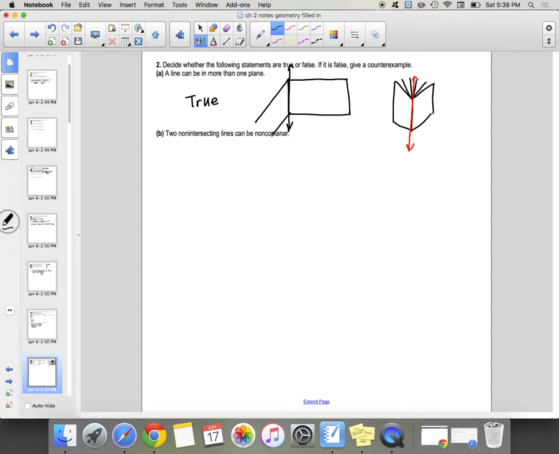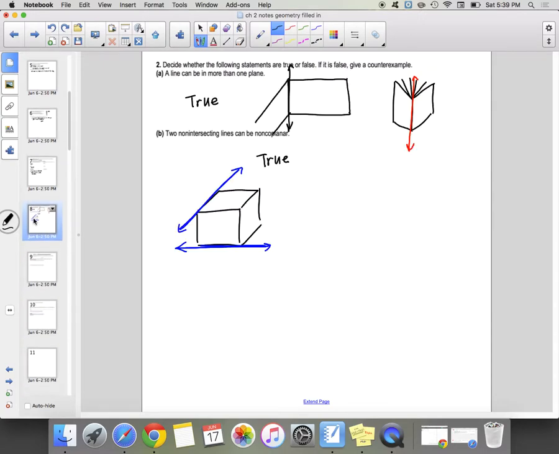The next one, 2 non-intersecting lines can be non-coplanar. So can we have 2 lines that don't intersect that are not in the same plane? Sure. So we could have this line and this line. So 2 skew lines, right? Those would not be in the same plane. But we could not have these 2 lines. So some people will think those 2, but there's actually a plane that includes those. It's like the diagonal plane there. So it wouldn't be those 2 lines. It would have to be like the skew lines. Those can be non-coplanar. So this is true. So you could have skew lines.